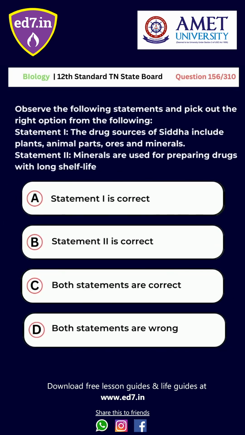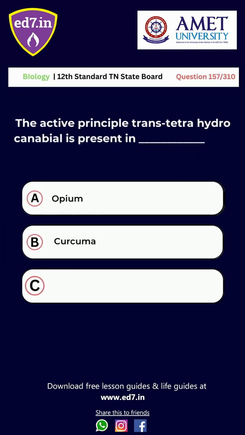Question number 156. Observe the following and pick out the right option from the following. Statement 1. The drug sources of Siddha include plants, animal parts, ores and minerals. Statement 2. Minerals are used for preparing drugs with long shelf life. A. Statement 1 is correct. B. Statement 2 is correct. C. Both statements are correct. D. Both statements are wrong. The right answer is option C. Both statements are correct.